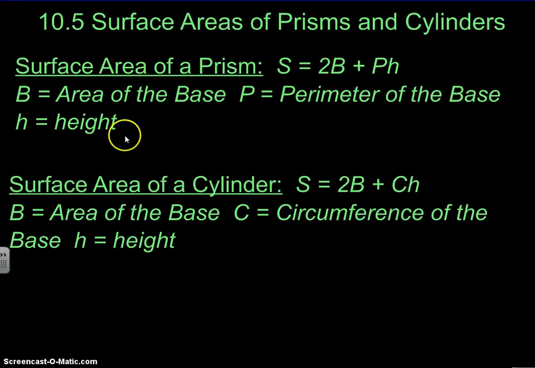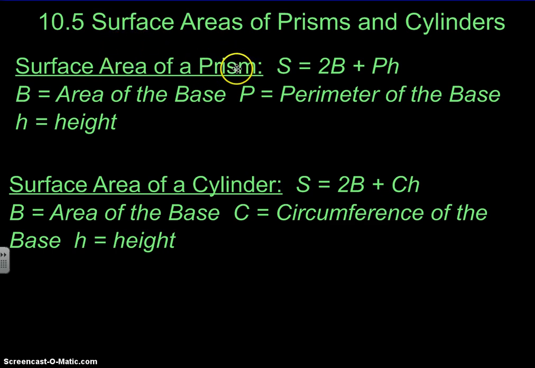Okay, this is probably what is considered the hardest lesson of this chapter, 10.5. And we're basically working with formulas. And if you can recognize shapes, plug in numbers to formulas, and solve, you will do well. These are different formulas than what you've seen before. We're going to look at surface area, and so we want to look at surface area of prisms.